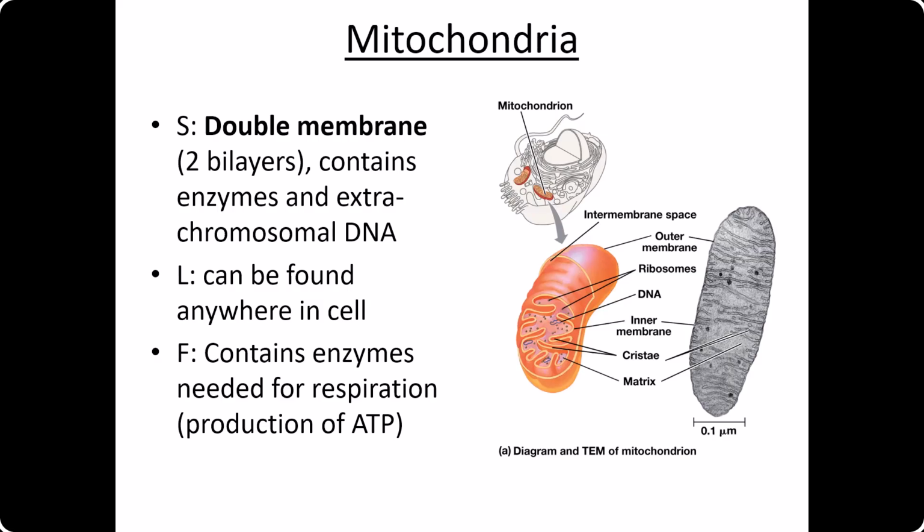These can be found anywhere throughout the cell, and the reason they are described as the powerhouse of the cell is because they contain enzymes that are needed for cellular respiration, which is the process for how cells produce ATP. And ATP is kind of the energy currency of a cell. And we'll talk more about cell respiration and producing ATP when we get to Unit 2.